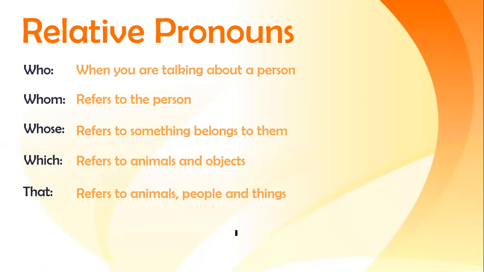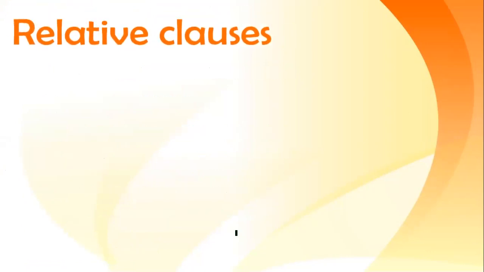That is used to join two clauses when we are referring to animals, people, and things. Where is used when we are talking about places, and when is used when we are talking about time. All these relative pronouns join two clauses in the sentence, and they describe different things according to the functions they are performing.